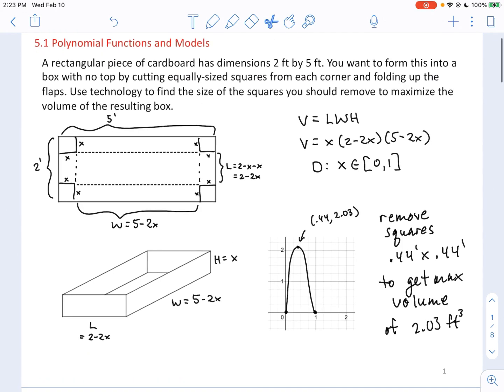This situation is an interesting situation. It gives us a reason to want to study the class of functions that this volume function produced. The name of this kind of function is a polynomial function.